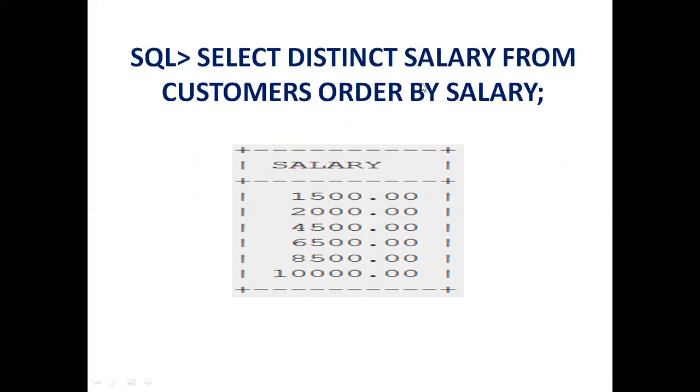So suppose person X has 2000 salary, person Y is also having 2000 salary. You don't want the same 2000 twice, you want only one 2000. So you can use distinct. Select distinct salary from customers, order by salary, and again all those salaries are put in order. Okay.